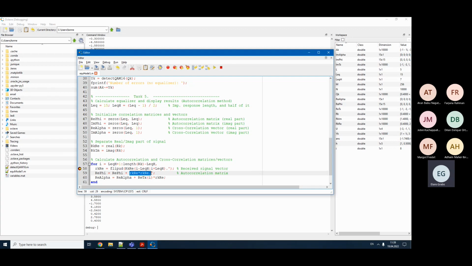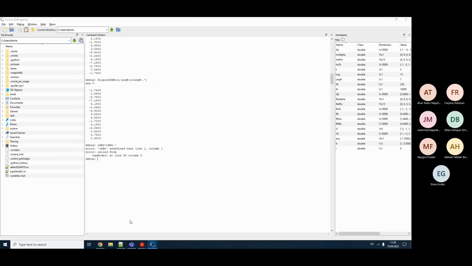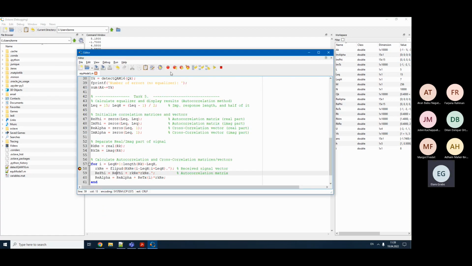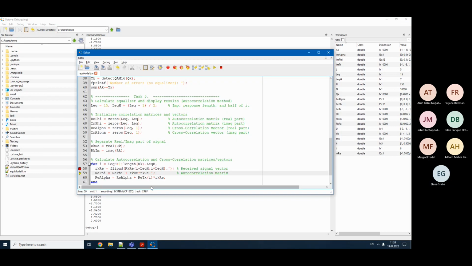Yes, so let's see how it works. This is actually achieved by calculating this. It's not yet calculated, so I need to take a step. Not the next breakpoint, but just a step. Yes, so now I have this value, RK real. Yes, and now I can calculate this.